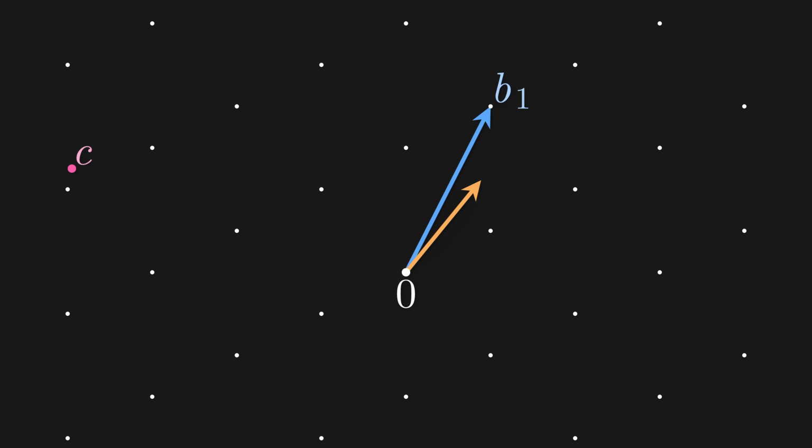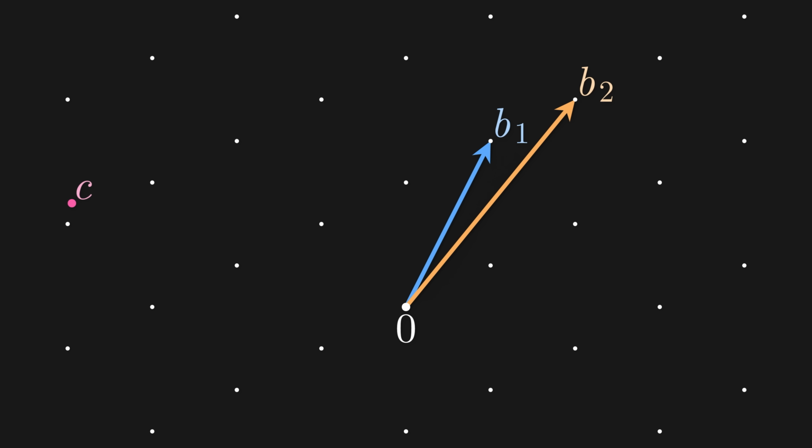Take B1 and B2, for example. These vectors also build up the same lattice. And now, if I ask you the same question again, can you tell me the combination of B1 and B2 that gets you to the lattice point closest to C? This has become a lot harder, but why is that?